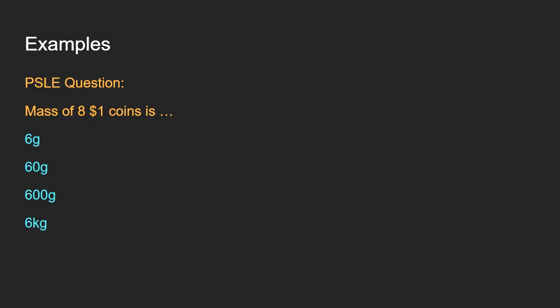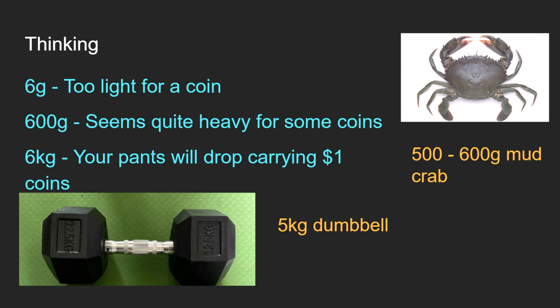And lastly, this is a PSLE question that came out a few years ago, and I remember that it made a lot of commotion and discussion as to what the answer is and how we are supposed to find out. So let's look at it. The mass of 8 $1 coins is 6 grams, 60 grams, 600 grams, or 6 kg. For this question, it's a bit more tricky because the extreme values are obviously not possible, but our choice is between 60 and 600 grams.